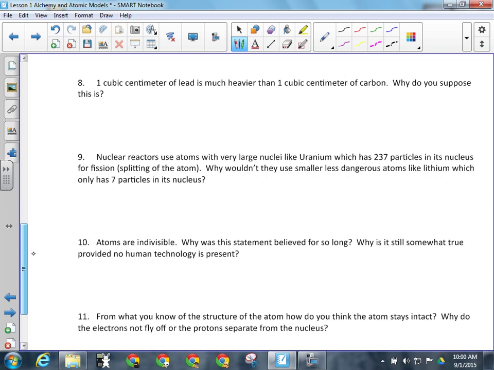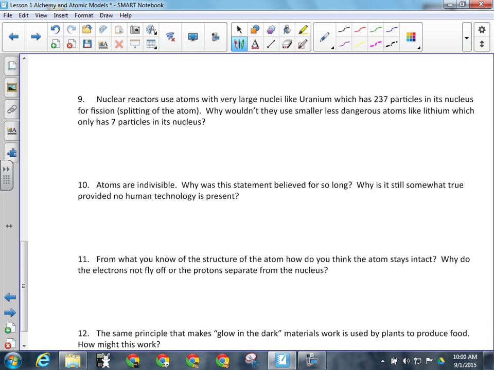For number 9, nuclear reactors use atoms with very large nuclei like uranium, which has 237 or 238 or 239 particles in its nucleus, depending on which isotope you get, for fission. Why wouldn't they use smaller, less dangerous atoms like lithium, which only has 7 particles? Yeah, the smaller the atom, the less energy there is holding it together. It's more stable, less likely to split, and it's a smaller target. We're talking about trying to split things that are incredibly small. You want to use the biggest incredibly small things you can find because you're going to hit them more often.